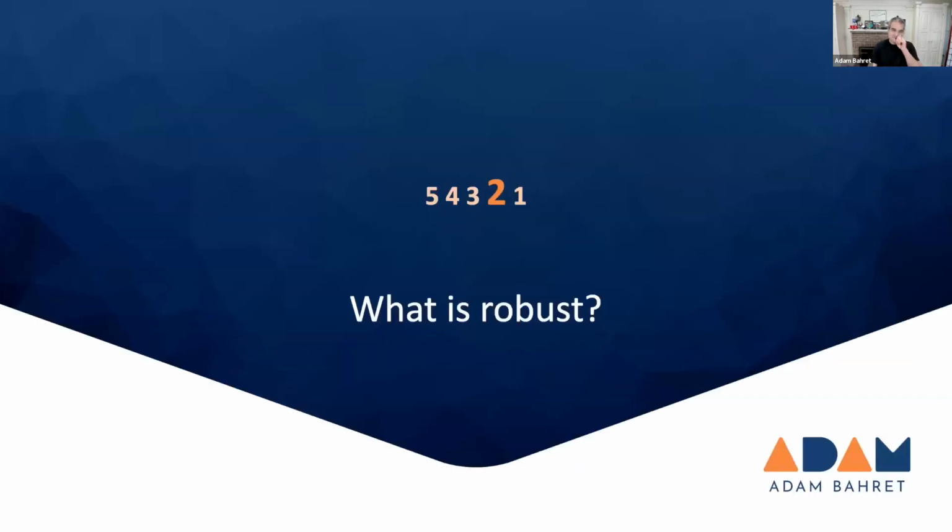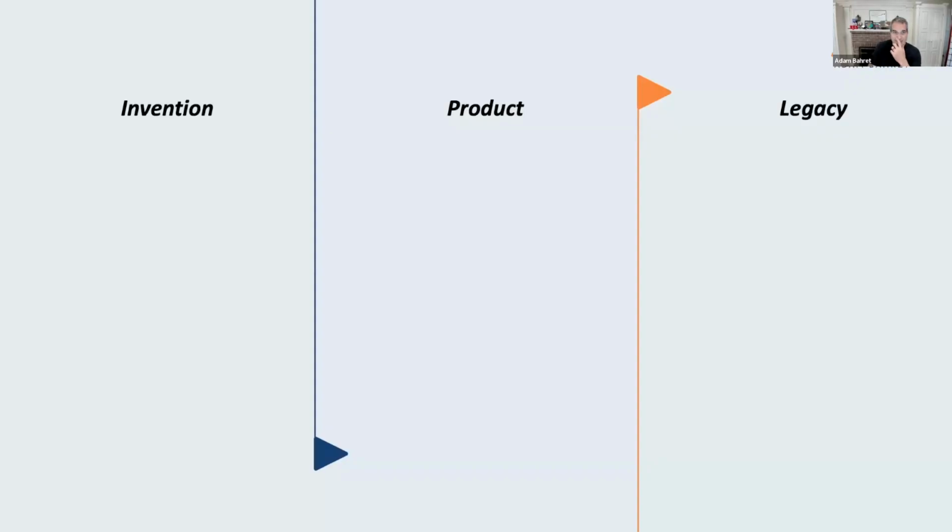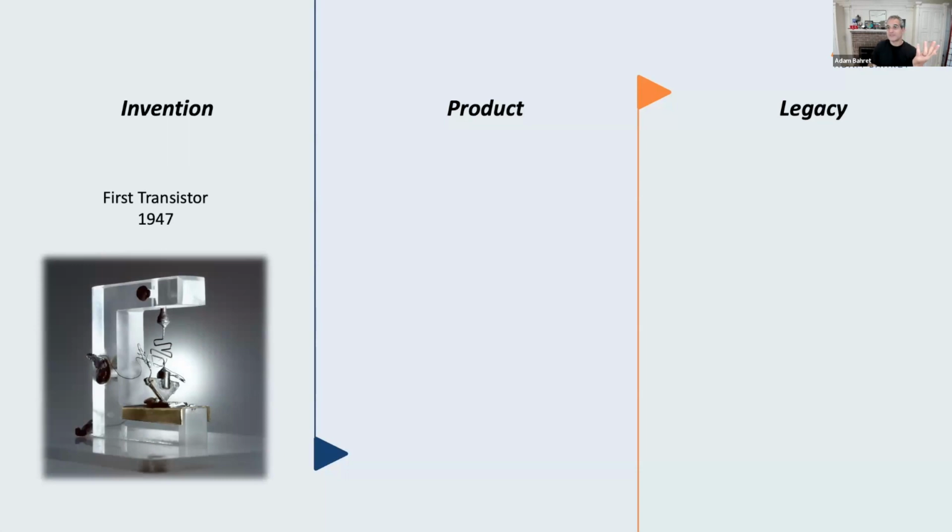Number two, what is robust? You've heard me use the word robust several times. What is a robust design? Well, we have invention. This is the first transistor. It was developed in 1947. This is a picture of, I think, a replica of it. The real one does still exist. This is in a museum, I think, at Bell Labs.